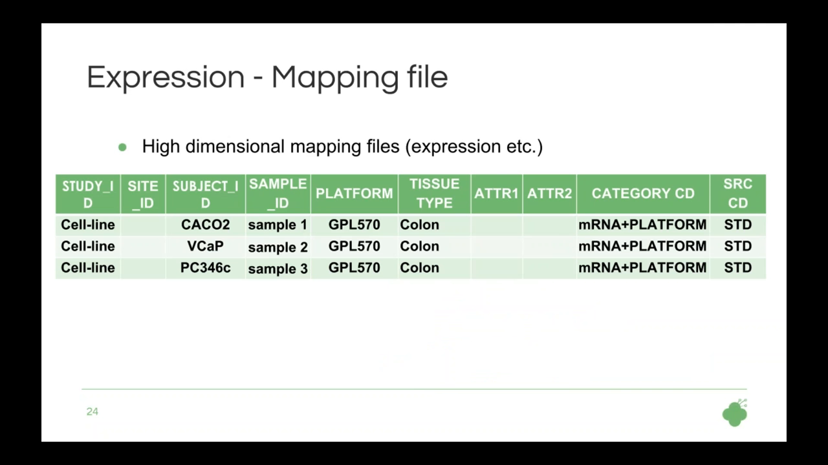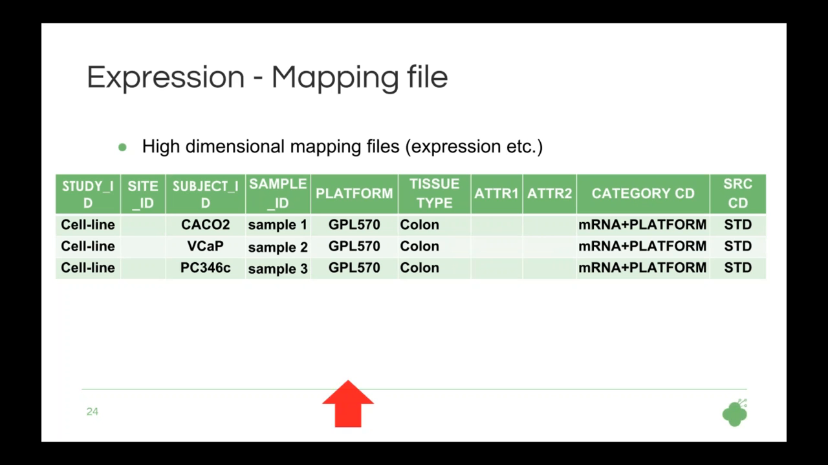This is the actual mapping file. It has 10 columns. And the important columns here are the study ID, the subject ID, the sample ID, the platform, and the category ID. Site ID, tissue type, attribute 1, attribute 2, and source ID can be empty. The subject ID corresponds to the subjects loaded in the clinical data, and the sample ID corresponds to the header in the expression data file.